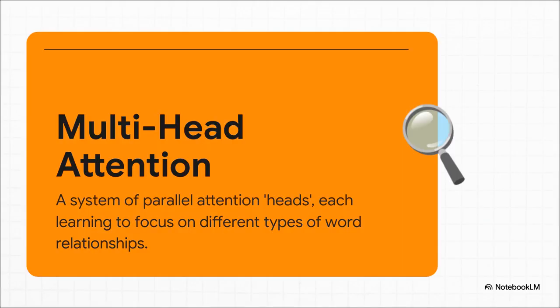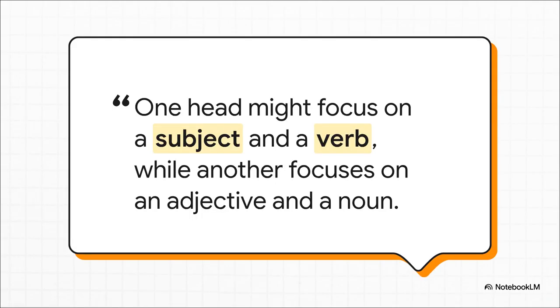But why would you only want to look at a sentence from one perspective? That's the idea behind multi-head attention. Instead of just calculating attention once, the transformer does it many times, all in parallel. And each one of these parallel processes is called an attention head. This is the perfect way to think about it. With all these different heads, the model can analyze the sentence from tons of different angles at once.